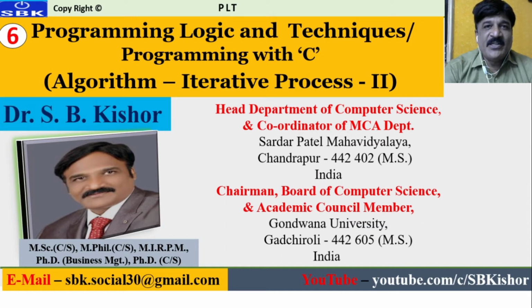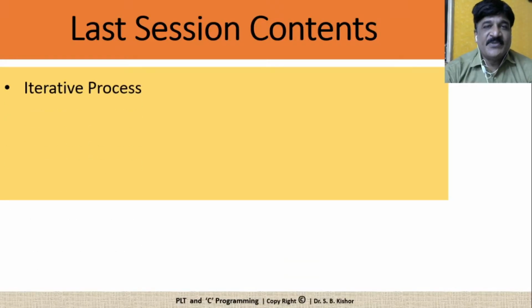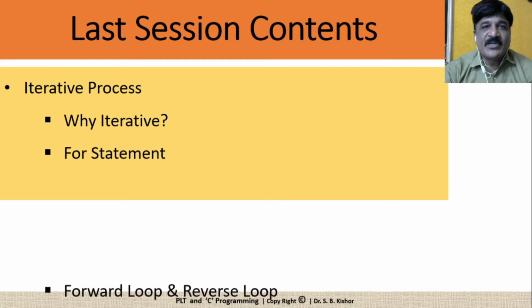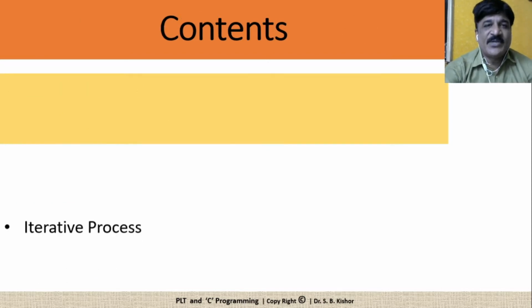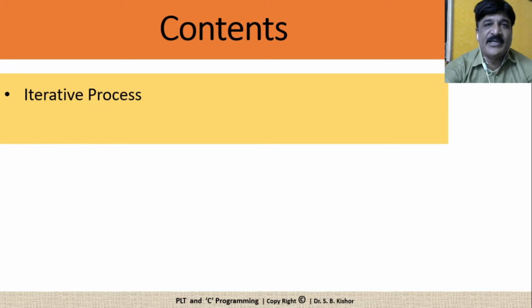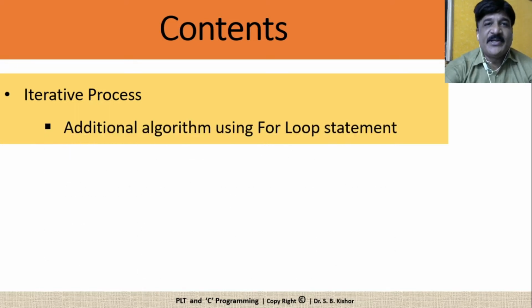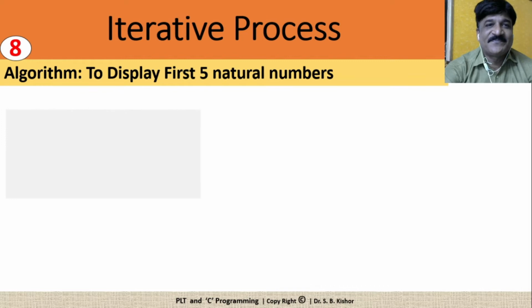Kishore, welcome you all to our tutorial on Programming Logic and Technique and Programming with C, and today we are going to discuss some more problems using the iterative process. In the last session we have seen what the iterative process is, why it is necessary, then we discussed the for statement, and we also saw the forward loop and the backward or reverse loop. In today's session, like I said, we are going to discuss some more problems using the iterative process, the for loop statement.